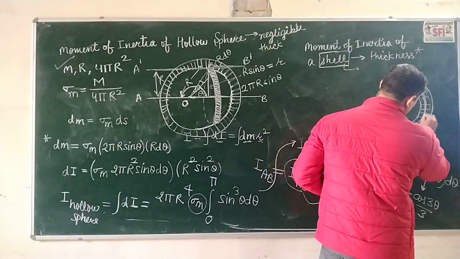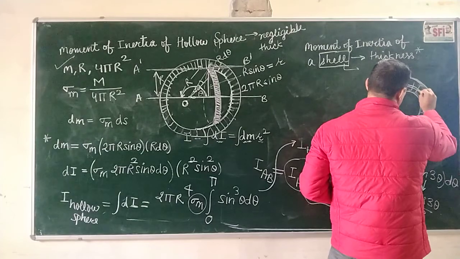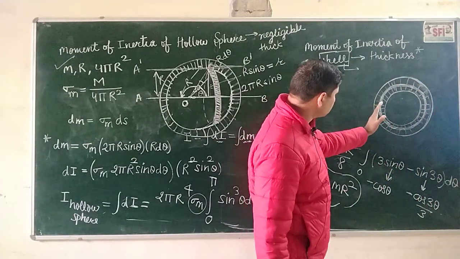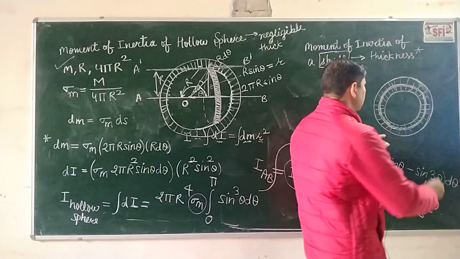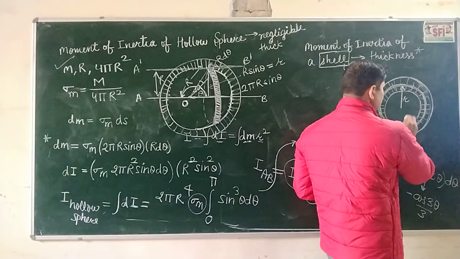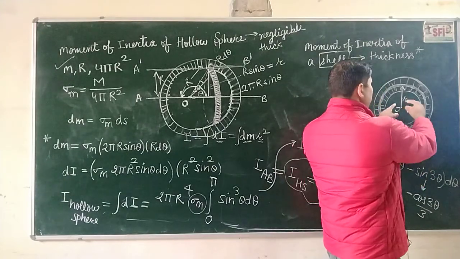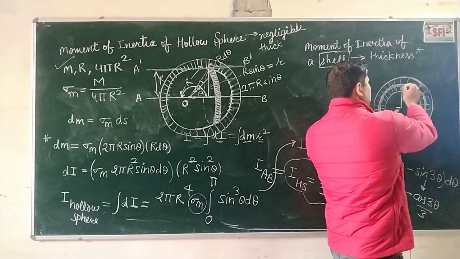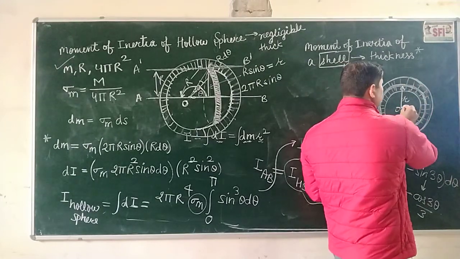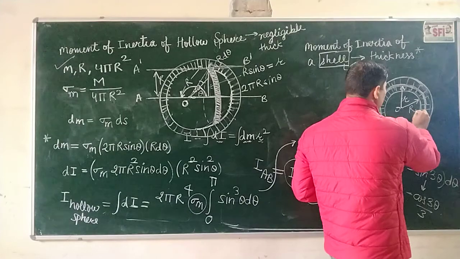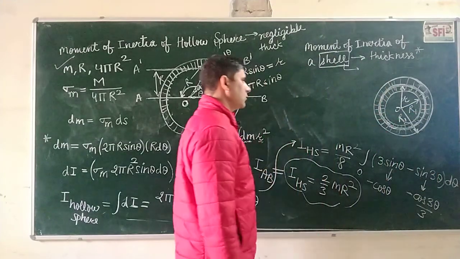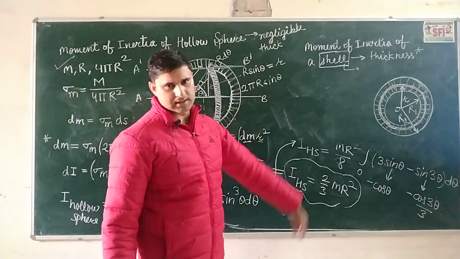This is the trick which we will make use of, because we know the moment of inertia of this hollow sphere whose radius is r. This is the center. If we integrate the moment of inertia of this elementary hollow sphere within the limit r1 to r2, then you will get the moment of inertia of the shell. ठीक है?